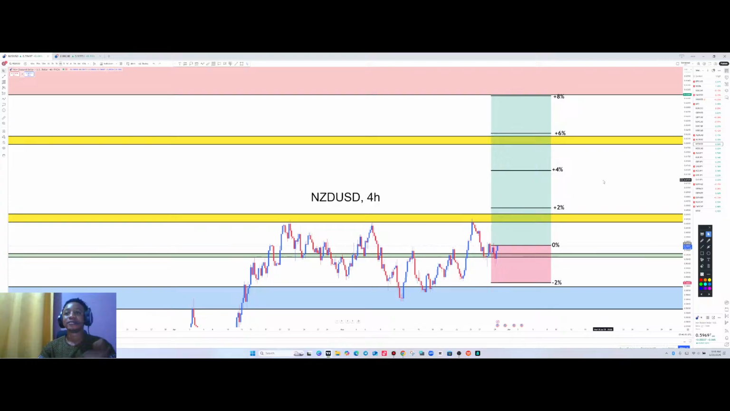NZD-USD. On the 4-hour time frame, the exact same thing is happening over here. Price is breaking above the resistance level, giving us a higher high and a higher low. What happened? Do we see candle confirmations?